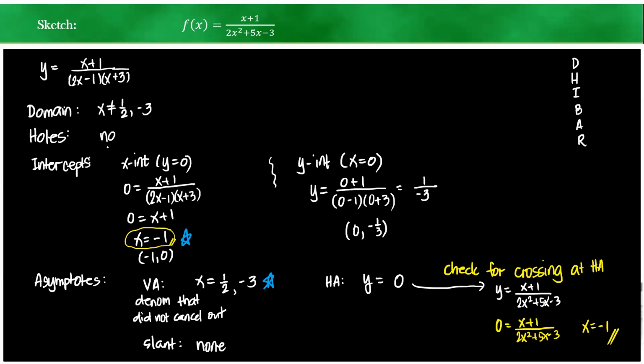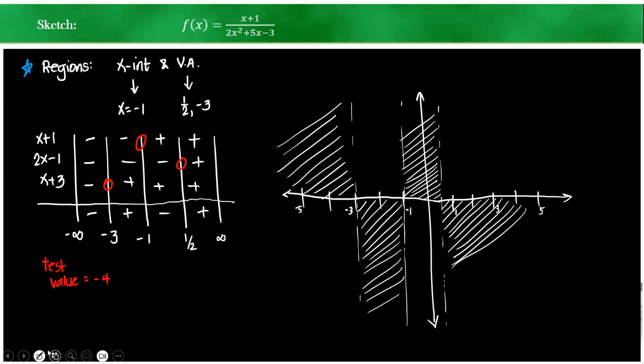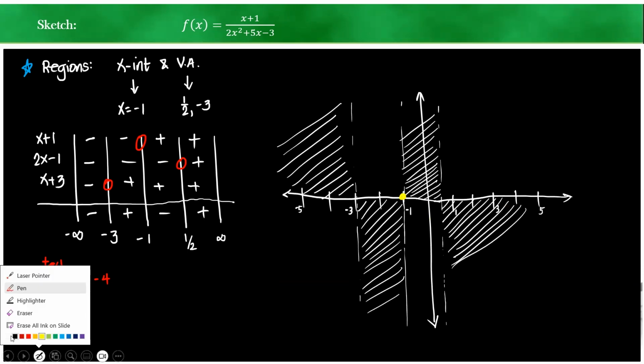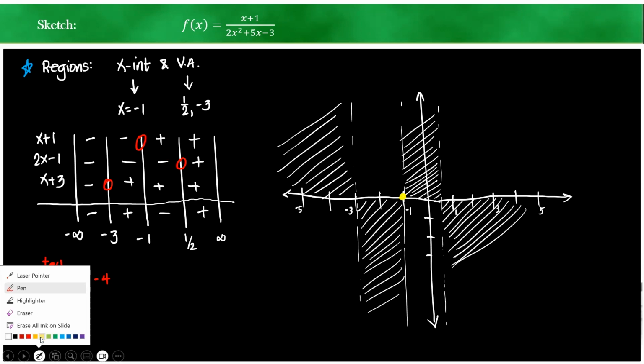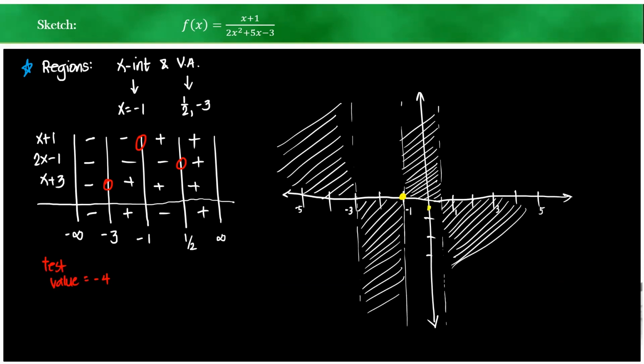It says there, the intercepts are -1, 0, and 0, -1/3. -1, 0 is an intercept, and 0, -1/3. So if this is 1, 1/3 is somewhere here. Okay, they are the intercepts now.